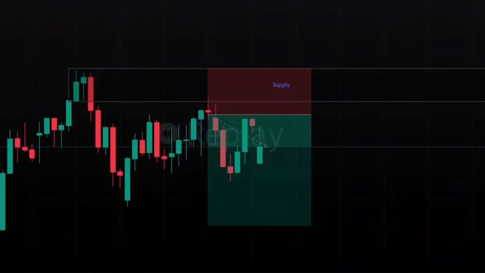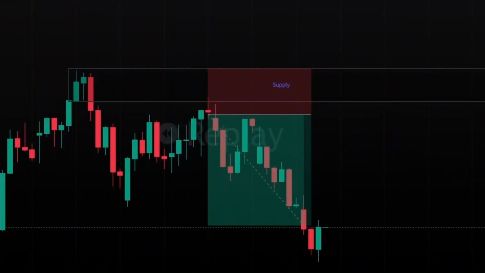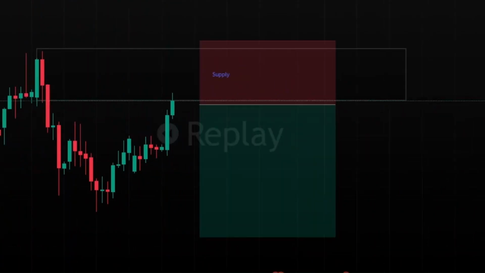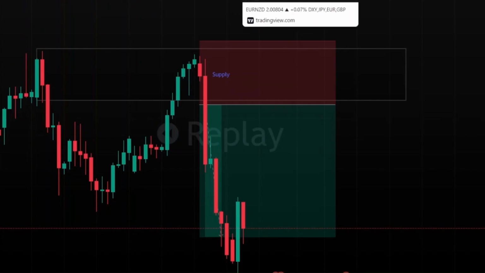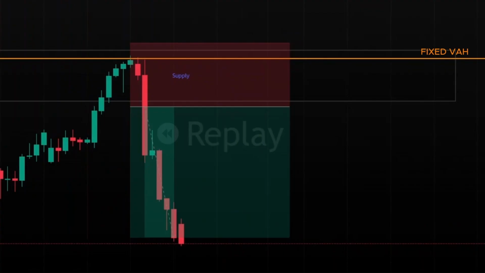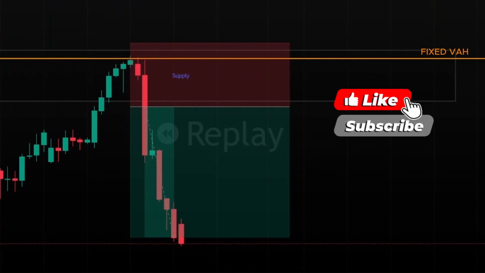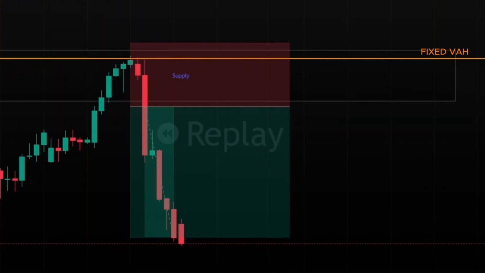Have you ever noticed that some supply zones reject immediately, while others go deep into the zone before rejecting? Most traders think all supply and demand zones are the same. They are not. What if you could actually see where the highest amount of volume was traded inside that supply zone? Would that help you to know where sellers are most likely defending?